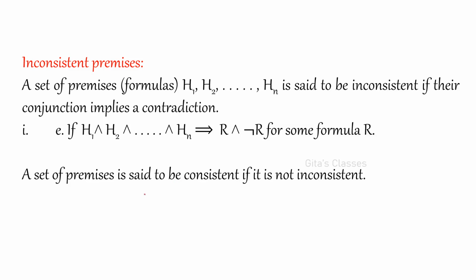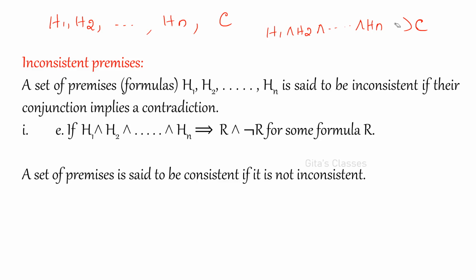A set of premises is said to be consistent if it is not inconsistent. So, in the indirect method, we are going to do that only. I'll explain the method, then you can go through the theory part. H1, H2, up to Hn are given premises and C is the conclusion. So, usually what will we try to do? H1 and H2 and so on up to Hn implies C, right? So we will introduce all these premises and try to arrive at the conclusion.